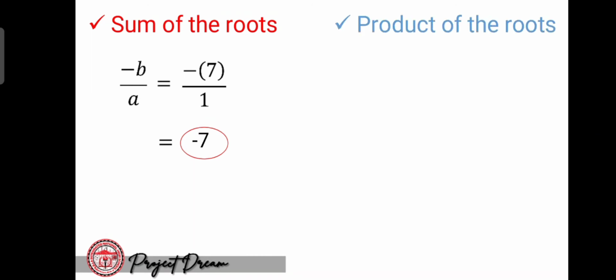How about the product of the roots? We will copy c over a and then substitute the values of c and a. C is equal to negative 18 while a is equal to 1. So let us simplify. Negative 18 divided by 1 is simply negative 18.